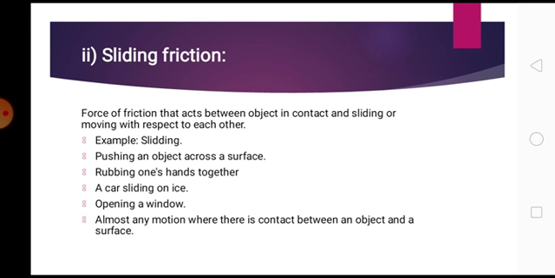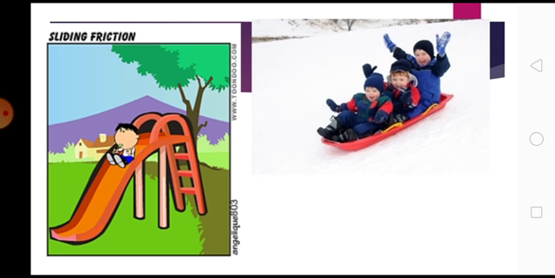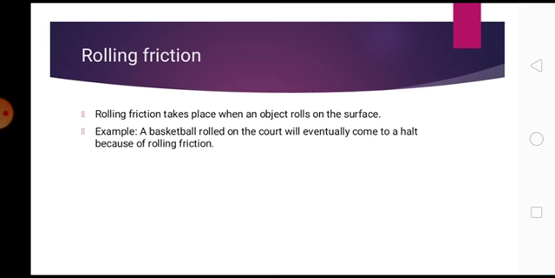Now second is sliding friction. That is the force of friction that acts between objects in contact and sliding or moving with respect to each other. This is simple: anything sliding is known as sliding friction. Examples: sliding on a slide, pushing an object across a surface, rubbing one's hands together, a car sliding on ice, opening a window. Almost any motion where there is contact between an object and a surface is sliding friction. So these are examples, as I told you: sliding from a slide and sliding on ice.